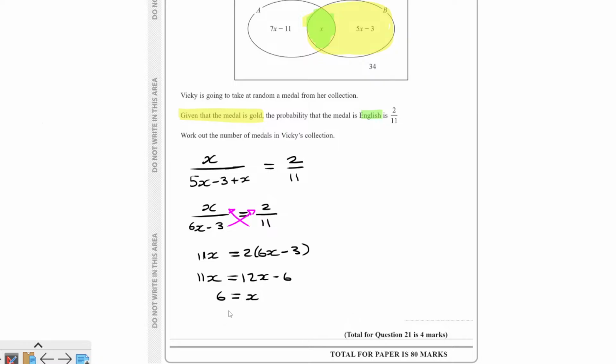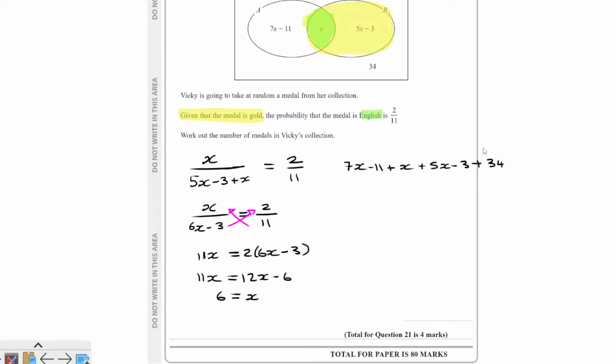Okay, but don't forget though, because sometimes when you feel like you've solved it, you're like, oh yeah, that's the answer, I've worked out what x is. The actual question was work out the number of medals in Vicky's collection, i.e. the number of medals in the whole of the Venn diagram. So the whole of the Venn diagram, do you see, would be 7x minus 11, plus x in the middle, plus 5x minus 3. And don't forget, it also includes the 34 on the outside. That's the whole universal set. That is what we need to find out. Okay, that's the total, isn't it?